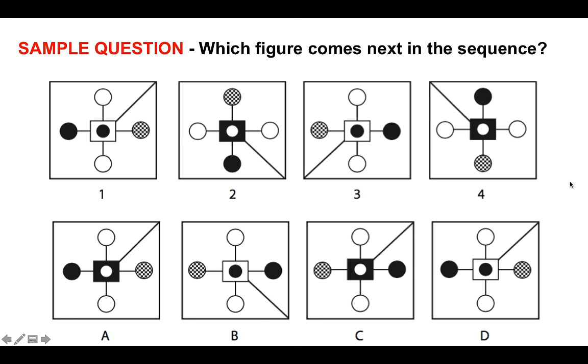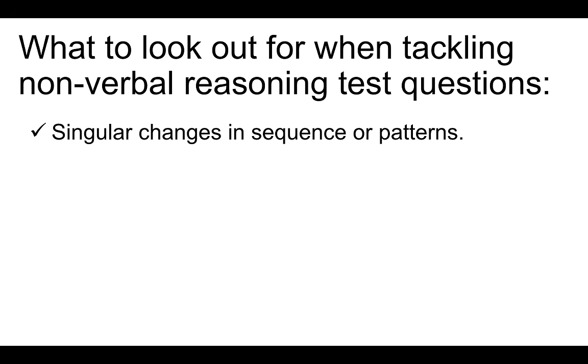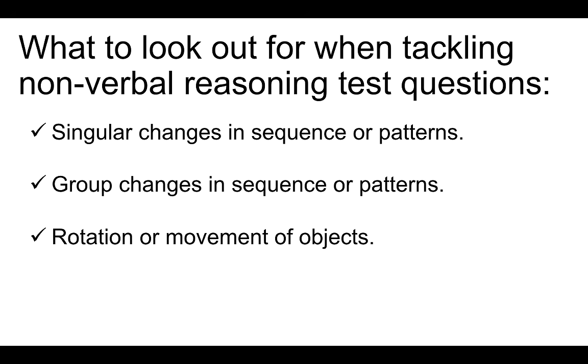Now, one of the problems many people face is that they look at the entire question and it becomes confusing, because there are so many different patterns and shapes. However, what you're going to be looking out for is a number of different things, and these are in particular singular changes in sequence or patterns. Now it sounds confusing, but as I go through this tutorial, I guarantee it will become much clearer. So: singular changes in either sequences or patterns, group changes in sequences or patterns, rotation or movement of objects, and then finally, application of specific rules.